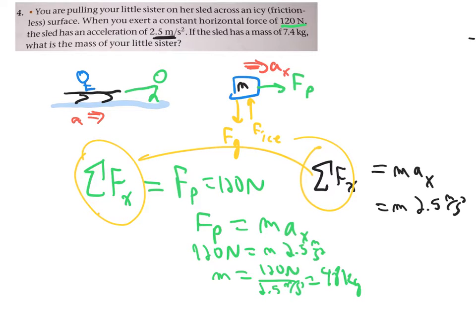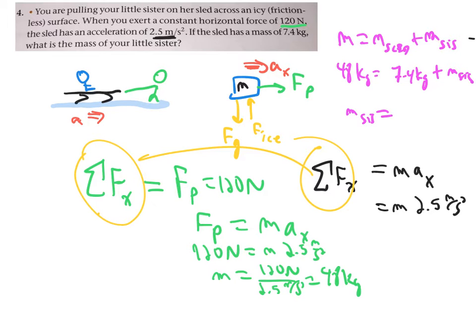But, and this is the important bit, the total mass, and I keep stressing the word total, is the mass of the sled plus the mass of your sister. So we have that 48 kilograms is the mass of the sled, 7.4, plus the thing we wanted, the mass of your sister. So we can solve that to get that the mass of your sister is 40.6 kilograms. And this really does assume that your sister and the sled are one object.